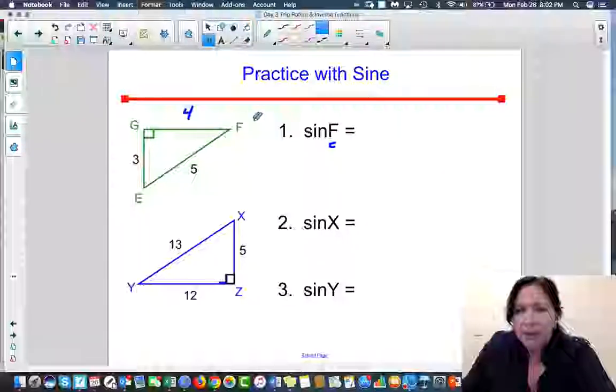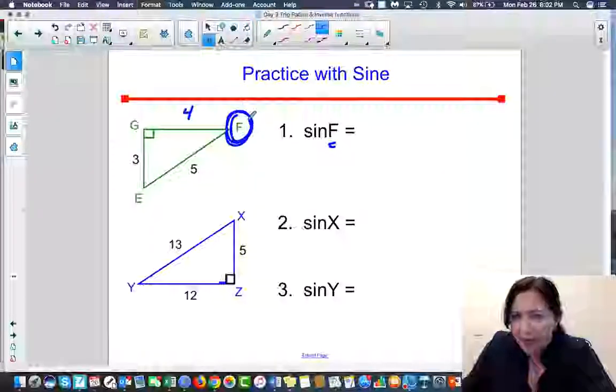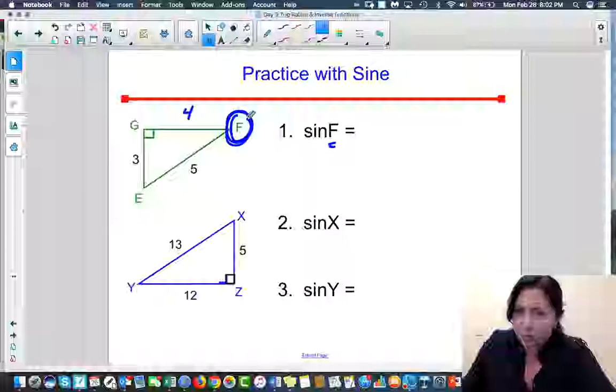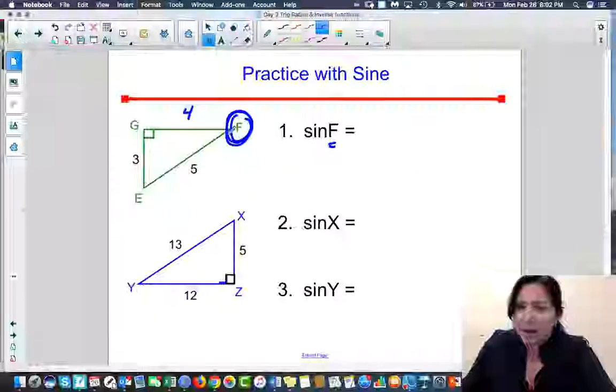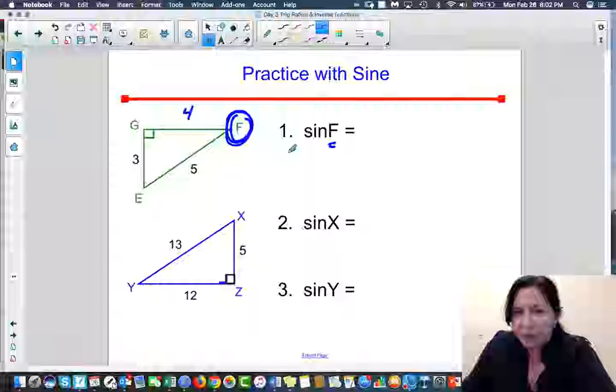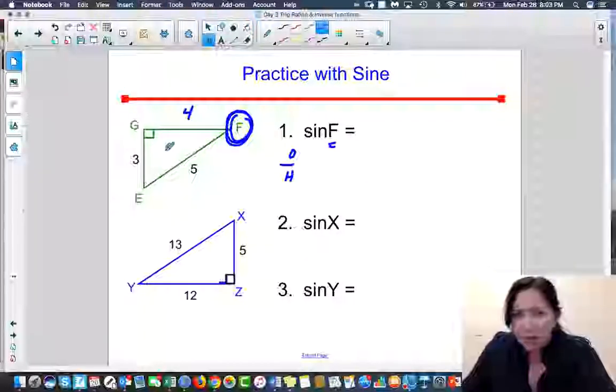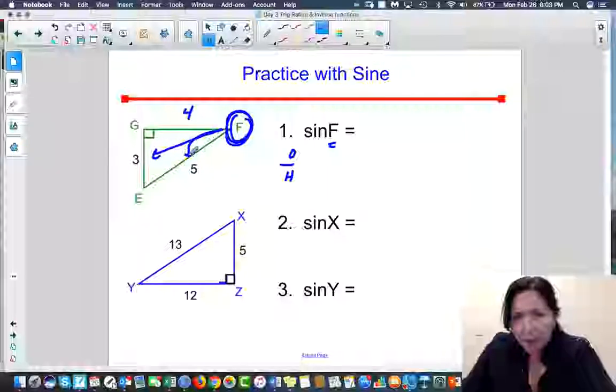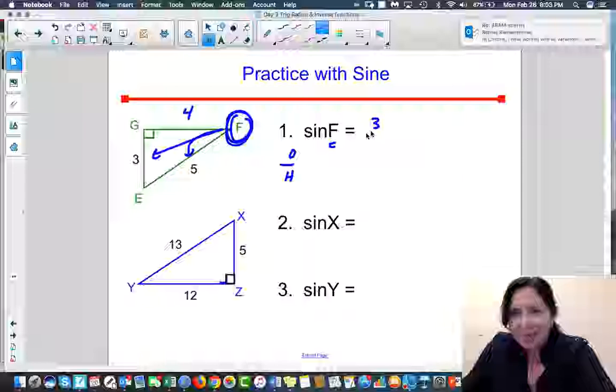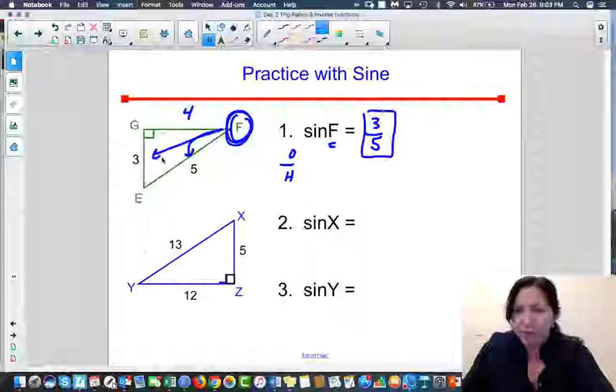Okay, sine, you put yourself at the angle that you're looking for. So here you are at F. Sine is opposite over hypotenuse. So sine is going to be the opposite side, which is 3, over my hypotenuse, which is 5. So 3 over 5. That would be the ratio for that.